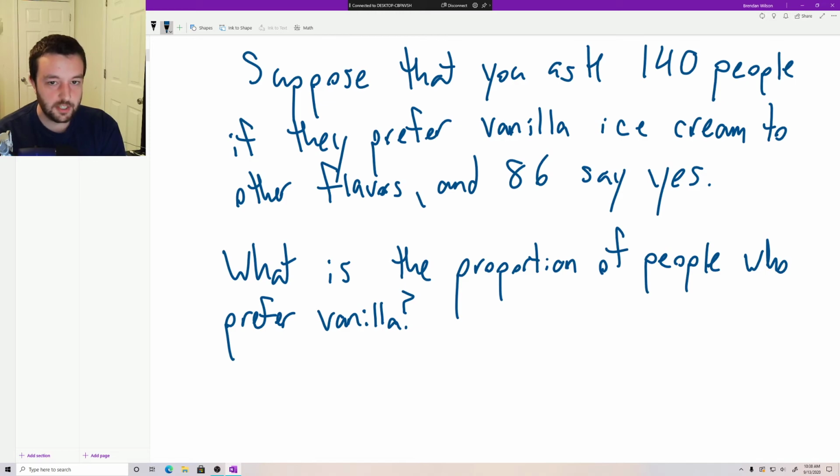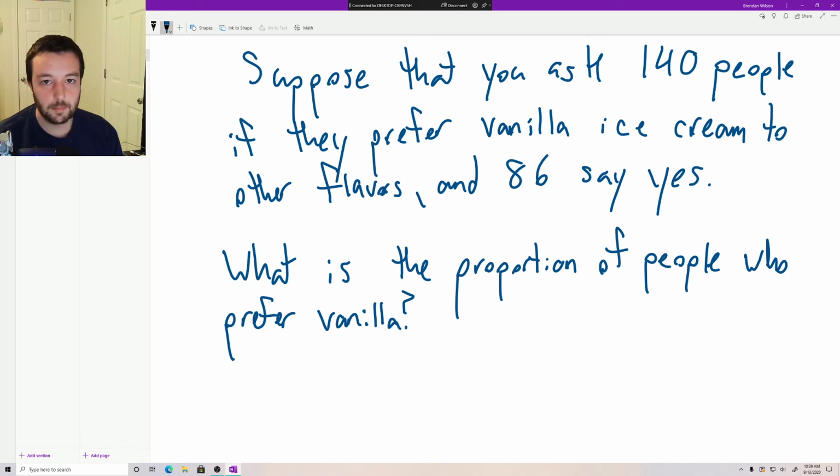So, first of all, this is a sample, right? Because we're only asking 140 people. What the population is depends on the context, but let's say we're trying to figure out the preferred ice cream flavor of people in Louisville. The population would be the preferred ice cream flavor of people in Louisville. The sample is the preferred ice cream flavor of these 140 people.